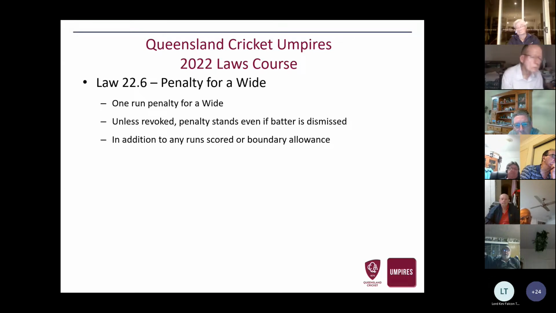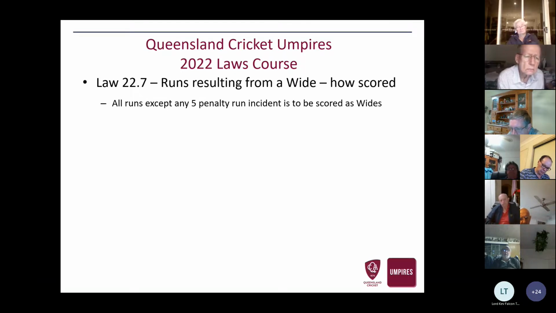Penalty for a wide is obviously a one-run penalty, and unless revoked, the penalty stands even if a batter is dismissed. Doesn't have to be the striker. And in addition to any runs scored or boundary allowance. The difference between a wide and a no ball in terms of how it's scored: all runs except any 5-run penalty incident are to be scored as wides.